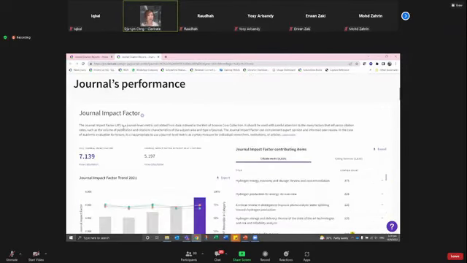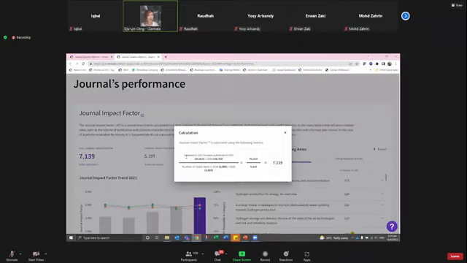In terms of the journal performance, we have the journal impact factor information here. There's a definition of what the journal impact factor is. And if you want to learn more, there's always a link out to details. I mentioned the transparency of the data on the journal impact factor calculation. You can click here, view calculation. It will show you the formula of how we calculate the journal impact factor, as well as how we include the citation counts and how we came up with 7.139.